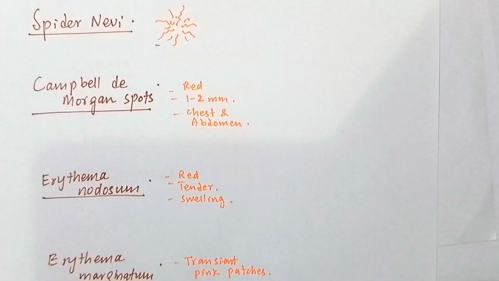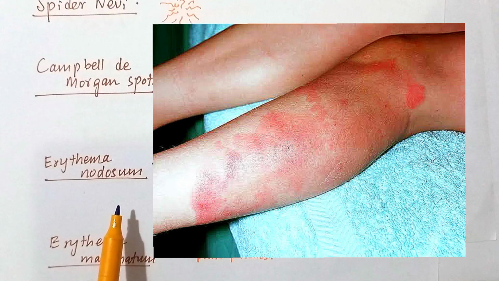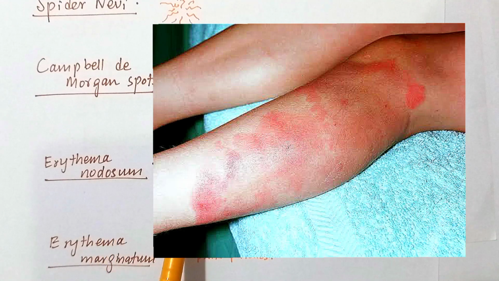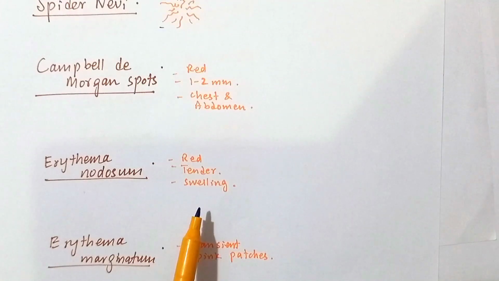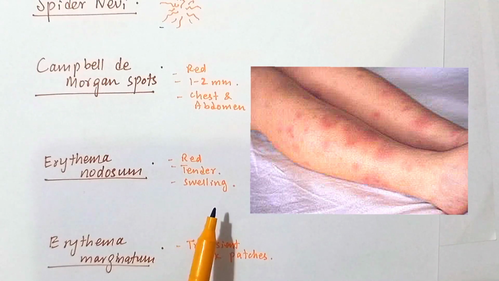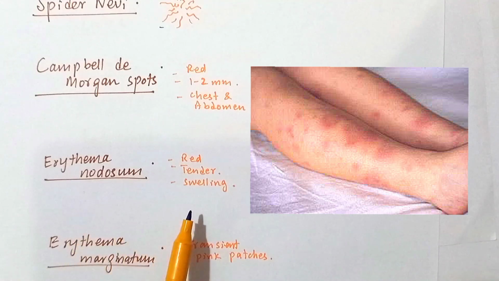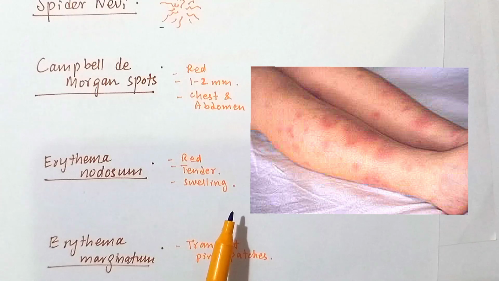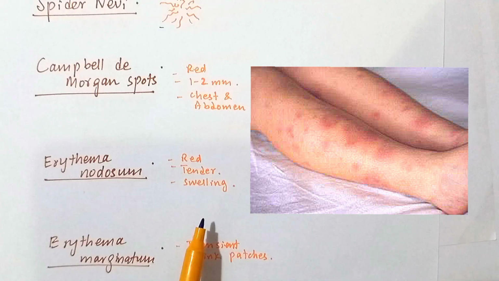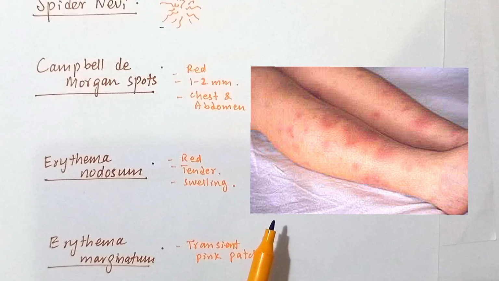Next one is the erythema nodosum. Erythema nodosum are red, painful, tender, indurated swellings of variable size. The size may be from a few millimeters to several centimeters, mainly on the shin. Common causes in which erythema nodosum is formed are primary tuberculosis, streptococcal infections, and sarcoidosis. The picture of the erythema nodosum you can see.